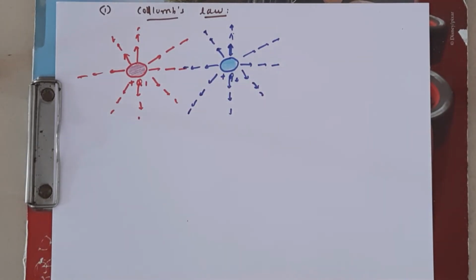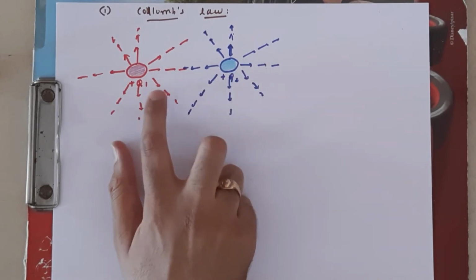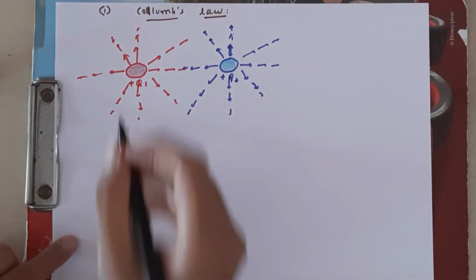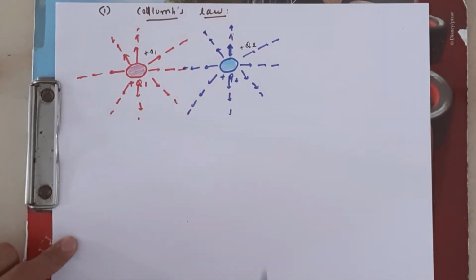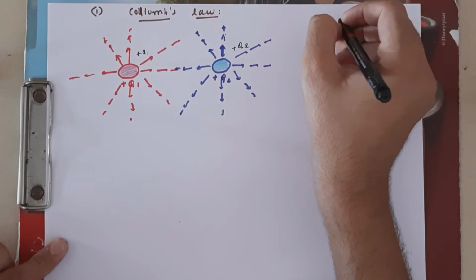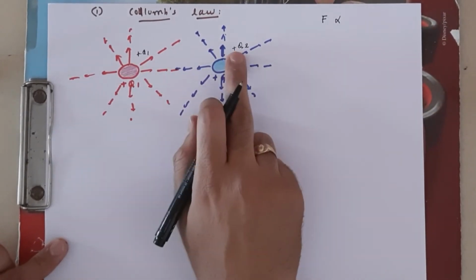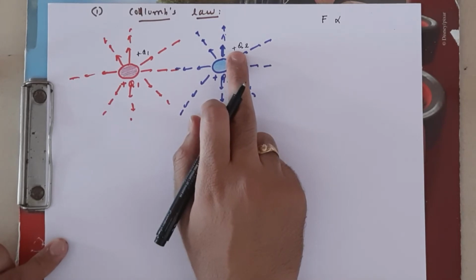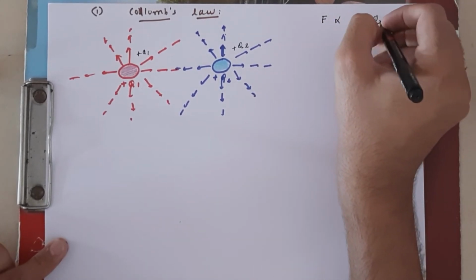Clear? So which force occurs between these two charges? Of course, a repulsive force occurs between them, because this charge is plus q1 and this charge is plus q2. Both are positive charges, so there is a repulsive force between them. So what does the force depend on? Here the force F is proportional to the magnitude of the charges. If the values of q1 and q2 are very large, the force is very high. So the force depends on q1 and q2.